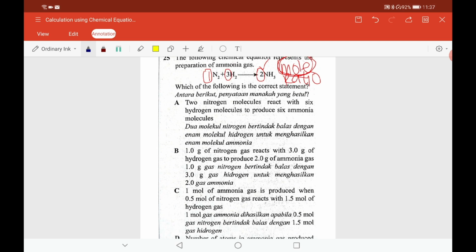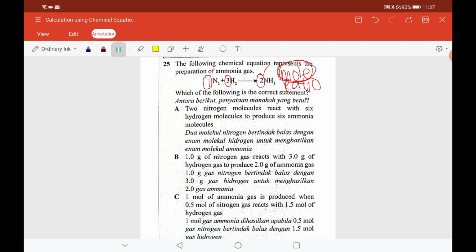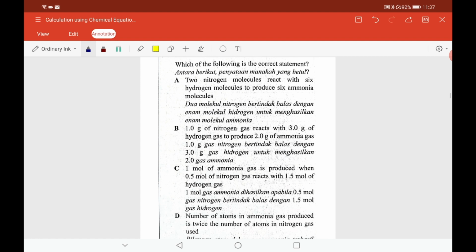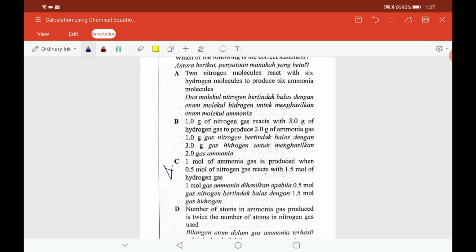Answer C, okay, so for answer C, they mention 1 mole of the ammonia gas is produced when 0.5 mole of nitrogen gas react with 1.5 mole of hydrogen gas. Okay, this one looks confusing. Is it true? Okay, let me show you how to do this.